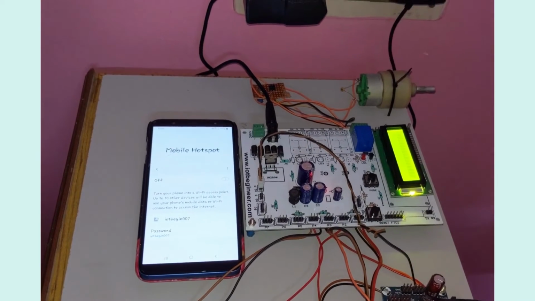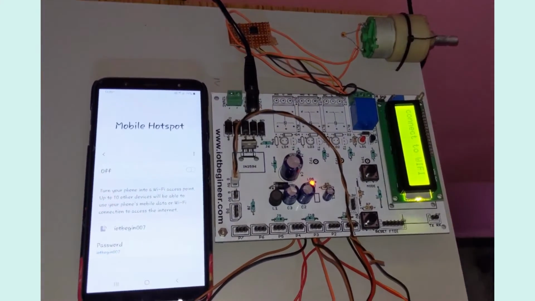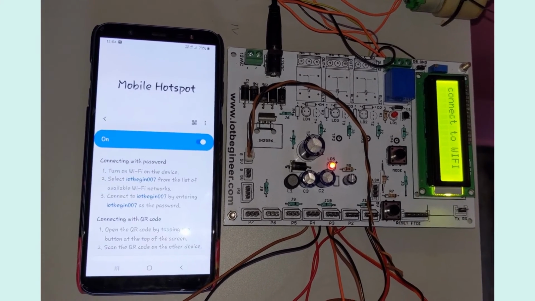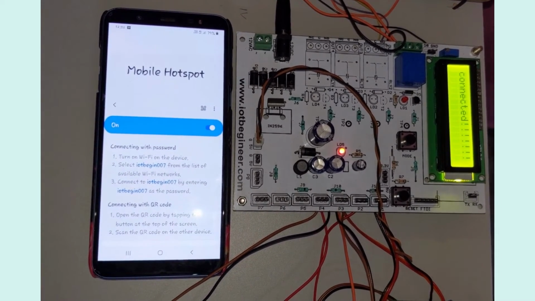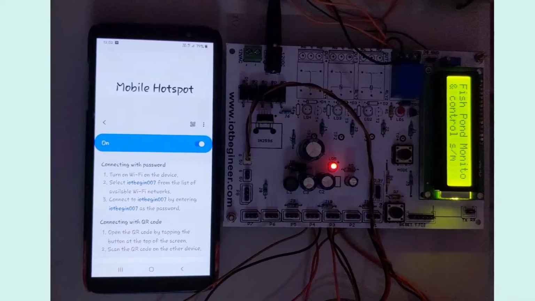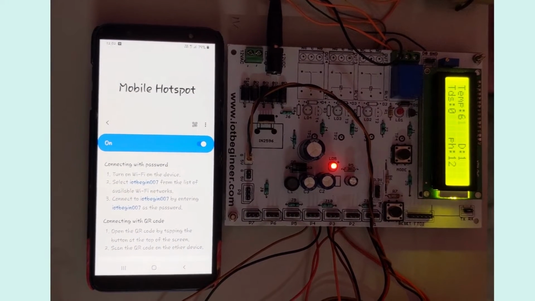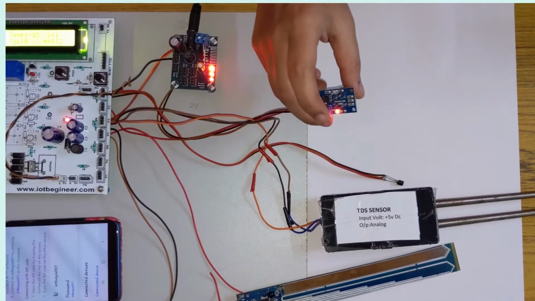This system is powered by a 1-volt adapter to the microcontroller and a 2-volt adapter to the Wi-Fi module. This prototype is connected through Wi-Fi with a mobile hotspot. The LCD displays the values of all the sensors in real time. Now let us see the working demonstration of all the sensors.